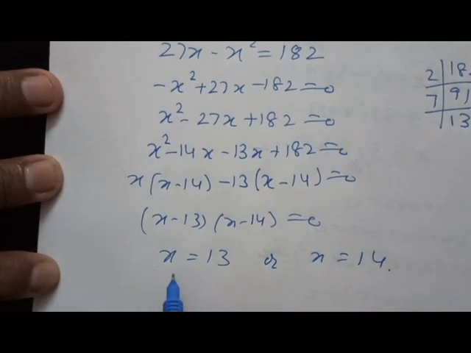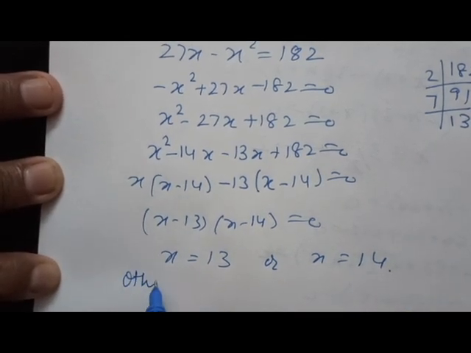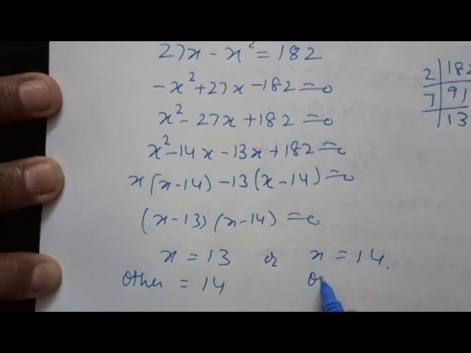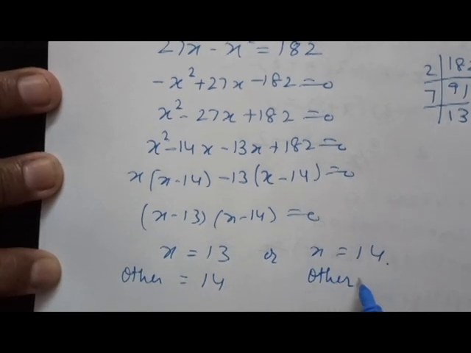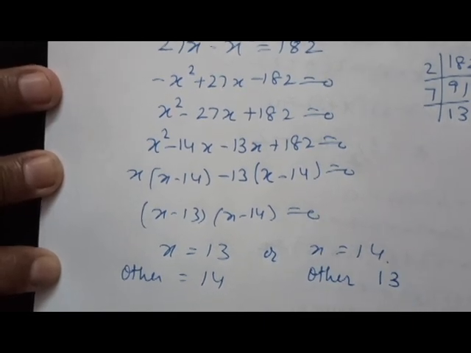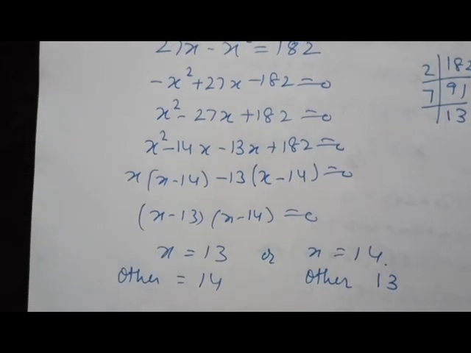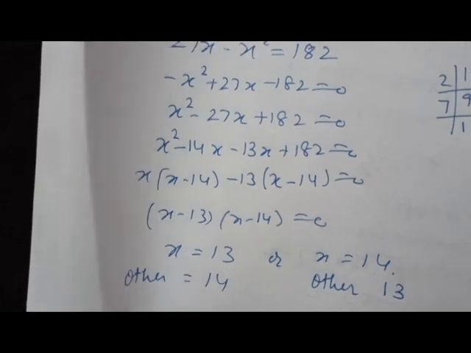So if x is 13, then the other number is 27 minus 13, which is 14. Or if x is 14, then the other number will be 27 minus 14, which is 13. So the two numbers are 13 and 14. So this is the way we need to solve question number 3. Now moving on to question number 4, students.